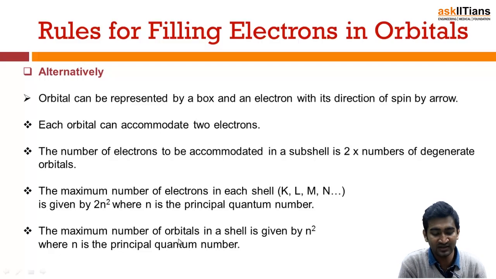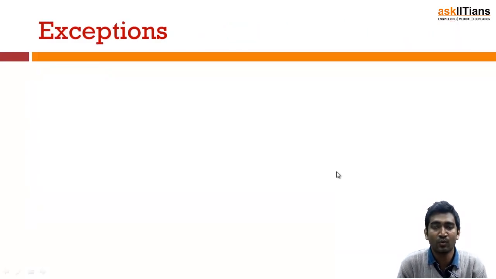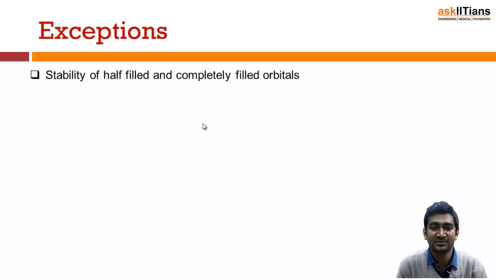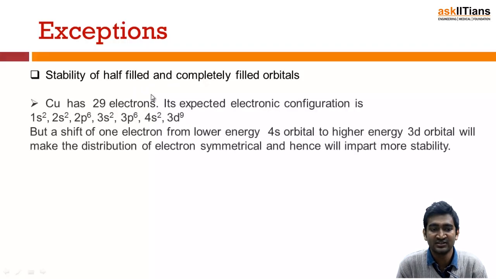So if my orbitals is n square, that's why every orbital can accommodate 2 electrons, so that's why the number of electrons will become 2n square. Okay. Now what are the exceptional cases? The exceptional cases is of stability of half-filled and completely filled orbitals. How? Just check it out.